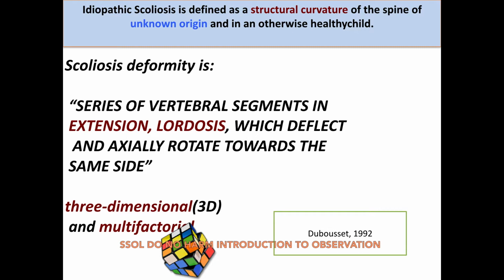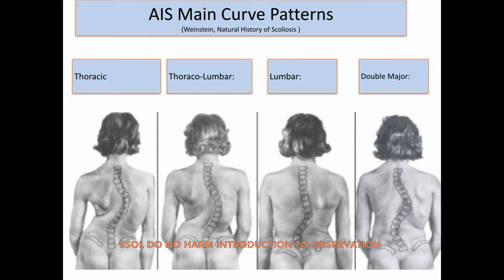So scoliosis is a three-dimensional spinal deformity. It's important that you recognize these three dimensions, and it cannot be fixed with exercises which only work in one dimension or even two. These are from the Weinstein Natural History of Scoliosis book, just showing what kind of curvatures the patients may be hiding under the t-shirts when they show up for your gym exercises or group exercises.